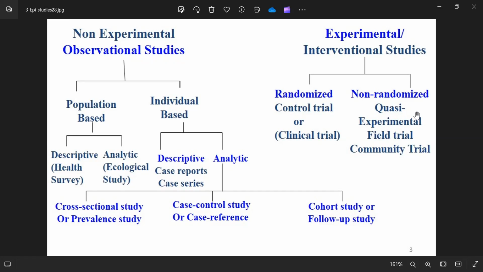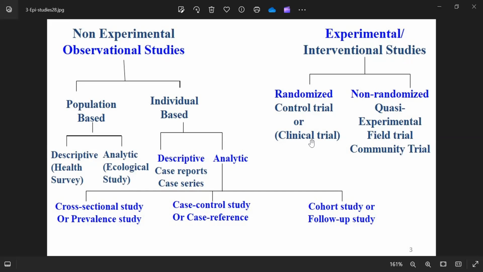And that makes it quasi-experimental, like all the conditions with experimentation are not completely met in non-randomized. So under non-randomized, we have control trials, and we also have field trials and community trials. Then we have clinical trials under randomized.